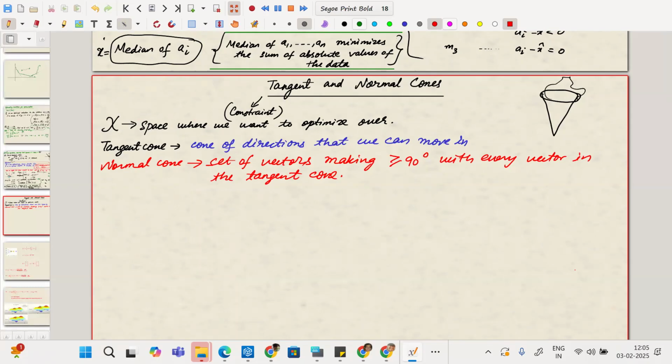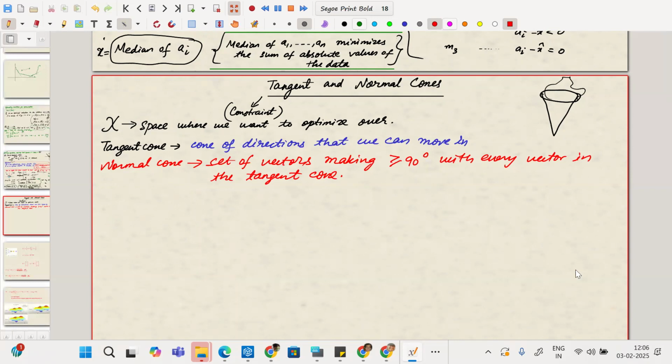Can you have a cone in 3D? Yes, you can have a cone in 3D. Can you have a cone in 2D? No, you can just have a V-shaped thing. So this is referred to as a cone. If you want to visualize higher dimension, like 3-dimensional. Now let us draw some pictures.